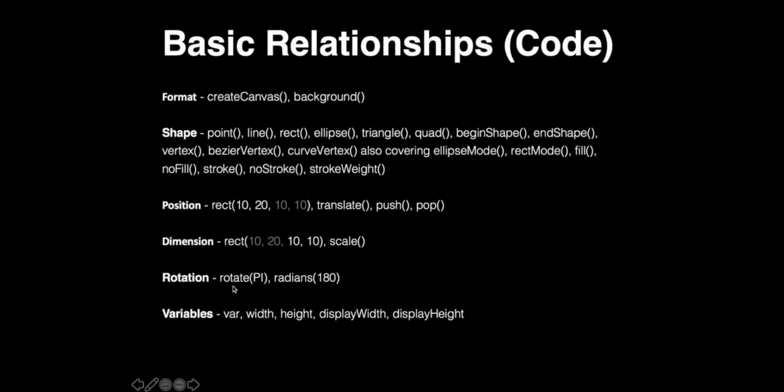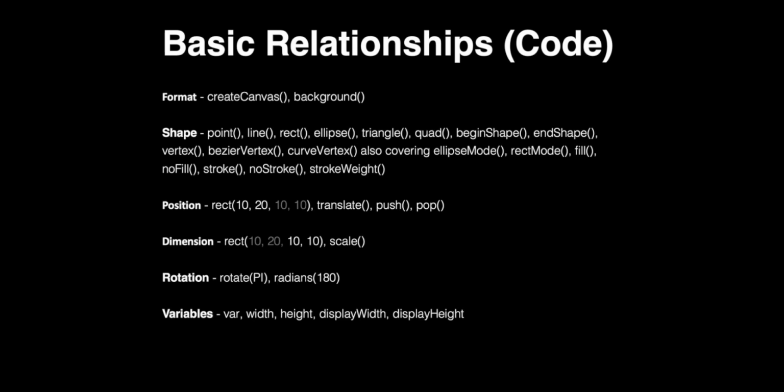Rotation. So you can rotate objects using the rotate function. To work with the rotate function, you have to use a value of pi. But if that is kind of complicated and no one wants to deal with pi, you can also use radians, the radians function within the rotate function. So if you replace this pi with radians 180, that'll be rotating the object 180 degrees.